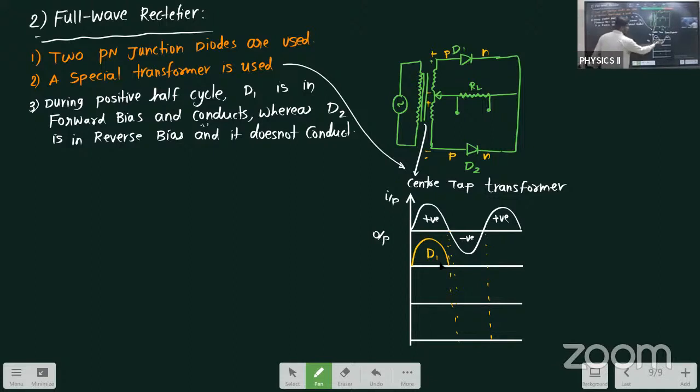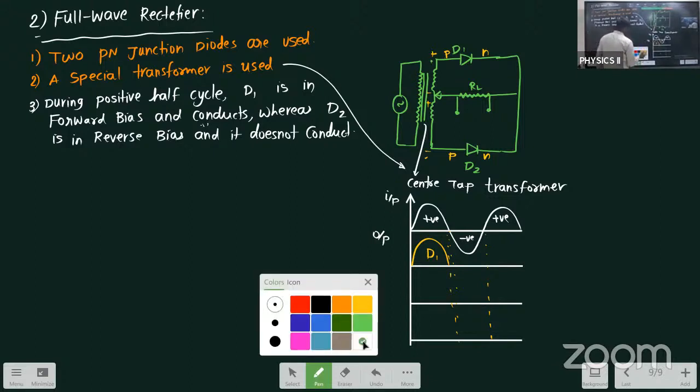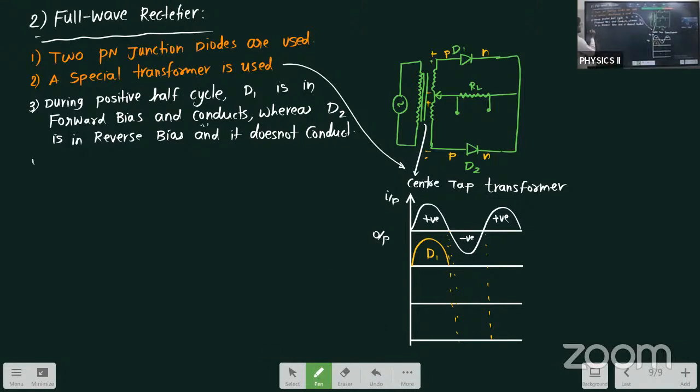Now see here, what will happen for the negative cycle? Carefully see this, the fourth one. During the negative half cycle, let us see what will happen.